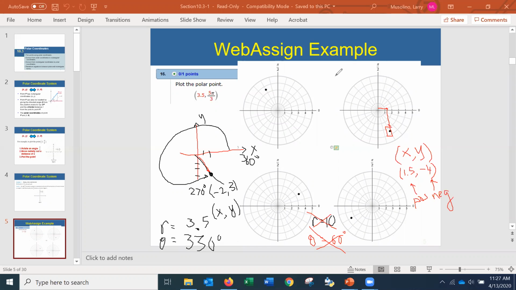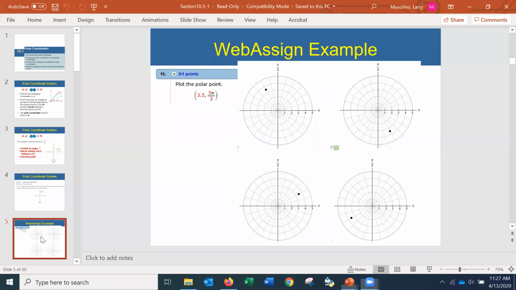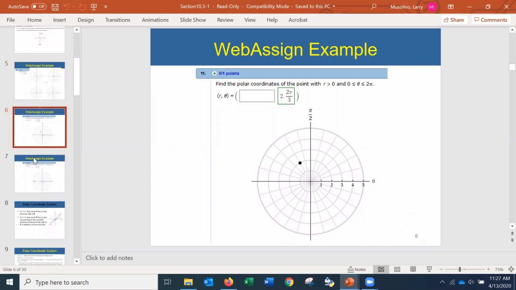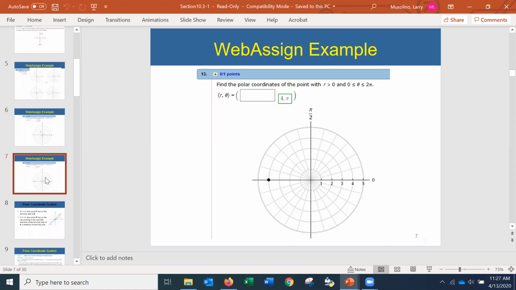All right. So why don't we go ahead then and move to, does anyone have any examples on these plotting questions from WebAssign?